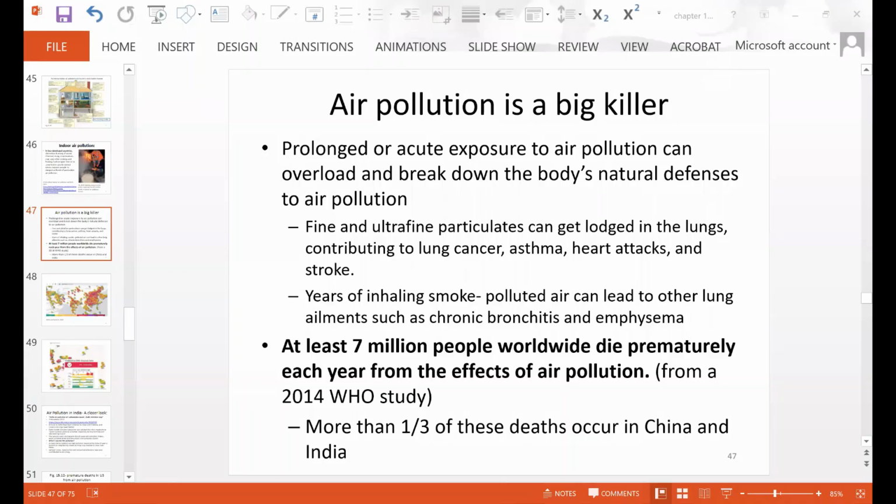So back to this slide. At least 7 million people worldwide die prematurely every year from the effects of air pollution. That is a very large number. And more than a third of these deaths occur in China and India.